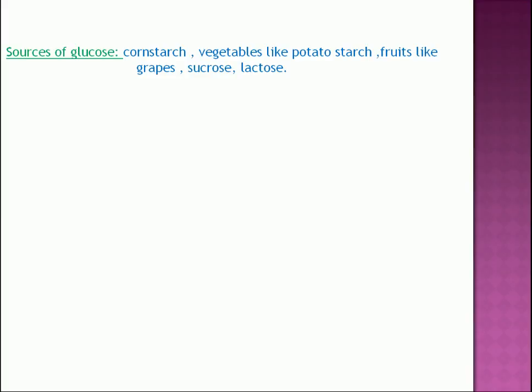Sources of glucose. Starches derived from cereals like corn starch, vegetables like potato starch, fruits like grapes, and cane sugar, that is sucrose, containing glucose and fructose; milk sugar, lactose, contains glucose and galactose.